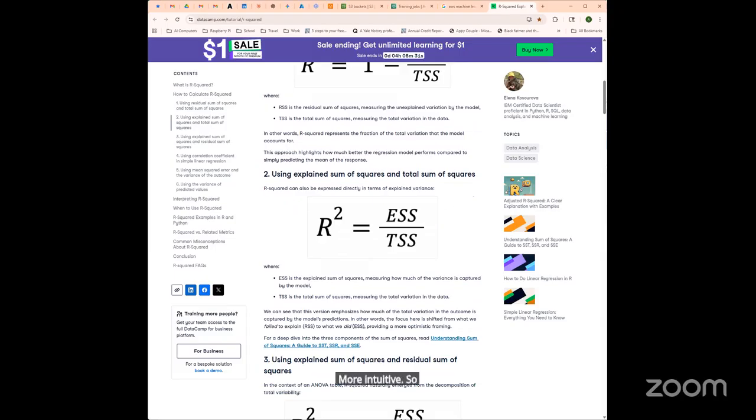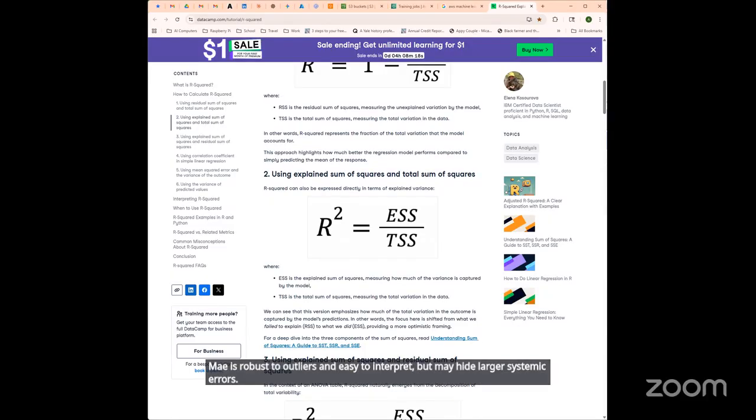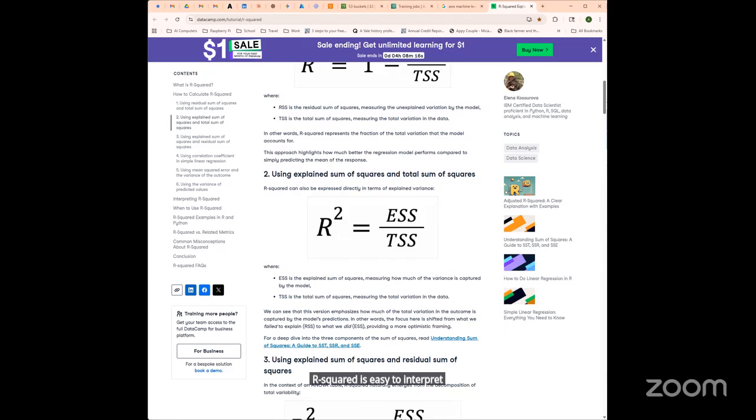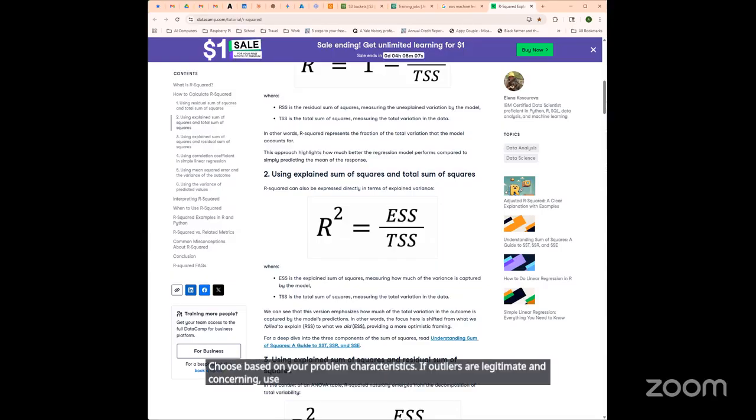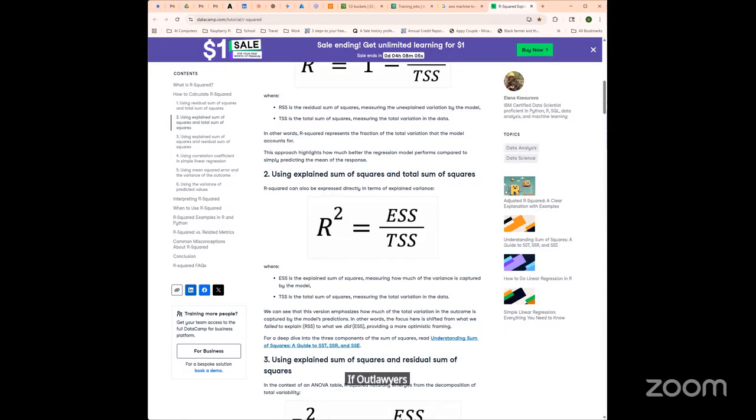So, choosing the right metric. RMSE is sensitive to outliers, but hard to interpret at a glance. MAE is robust to outliers and easy to interpret, but may hide larger systemic errors. R squared is easy to interpret and bounded, but doesn't indicate error magnitude in original units. Choose based on your problem characteristics. If outliers are legitimate and concerning, use RMSE. If outliers are noise, use MAE. For model comparison and variance explanation, use R squared.